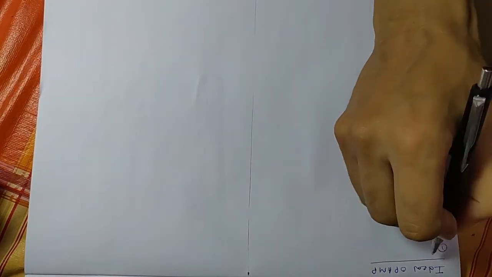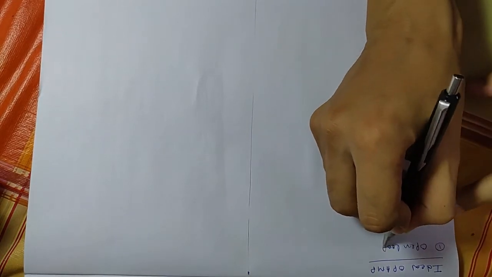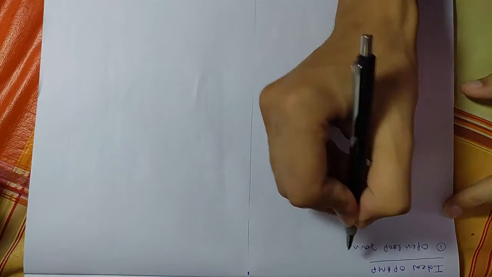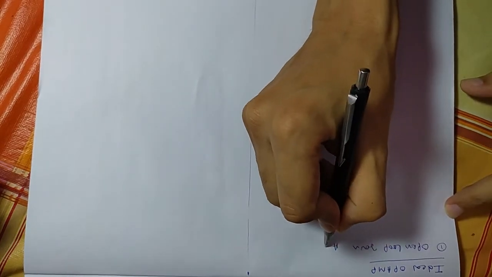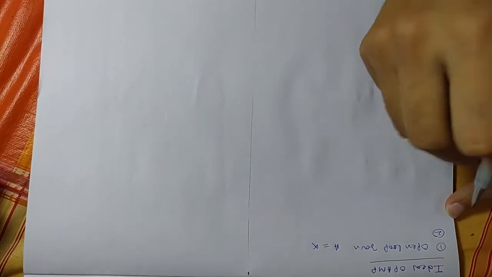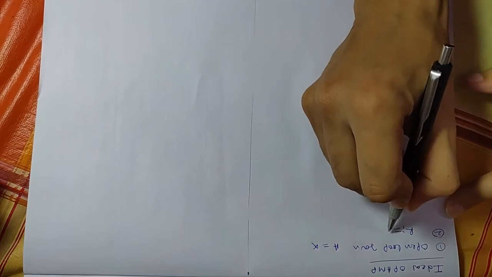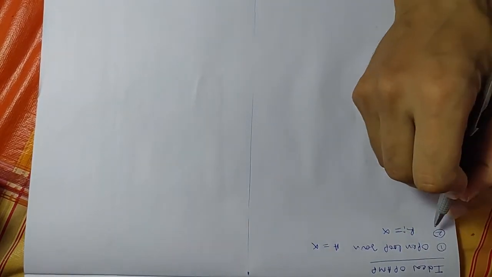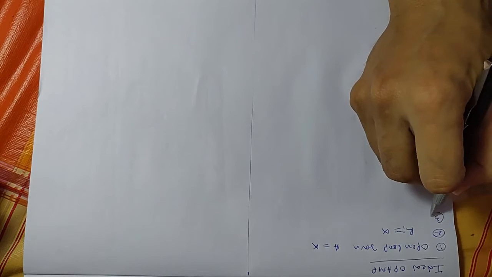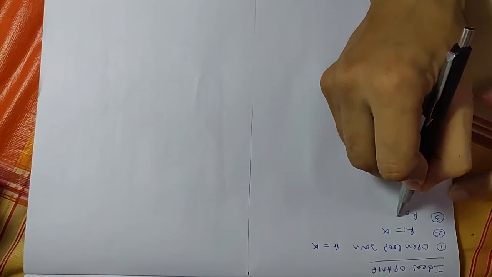First one is open loop gain. That open loop gain A should be infinite. Second one, that input resistance Ri should be infinite. Third one, that output resistance Ro, it should be 0.